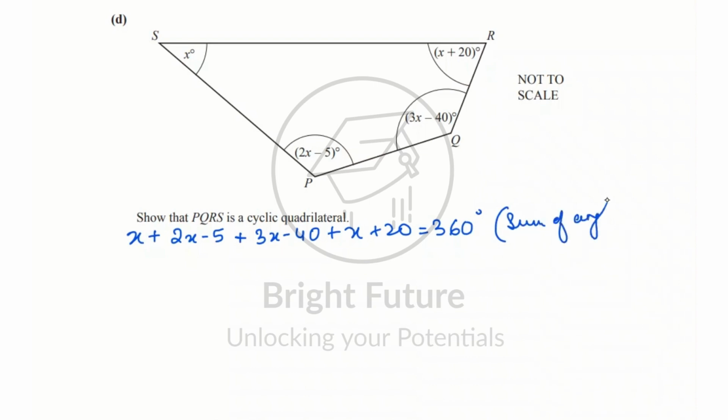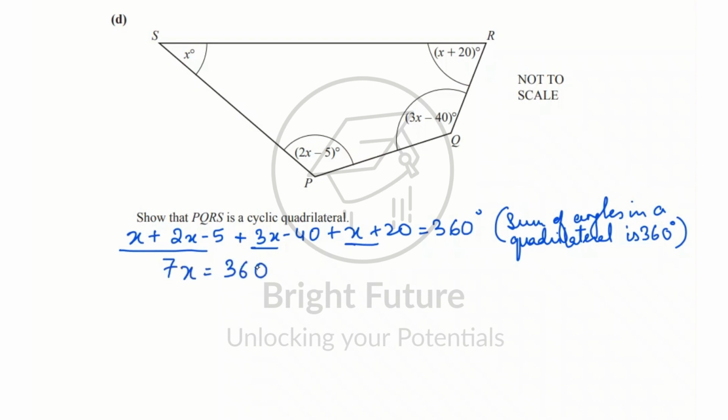Sum of angles in a quadrilateral is 360. Okay, so get the x's together. 3x plus 4x is 7x, which equals 360 minus 5 minus 45.